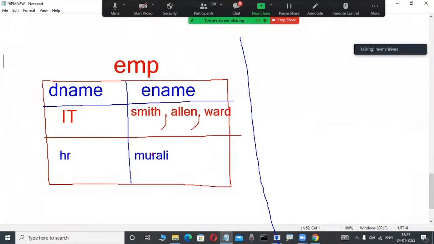Data in each column should be atomic. That is a rule. There are no multiple values separated with commas. For example, here is the problem. What is the problem? Smith, Allen, and Ward are stored separated by commas. It won't work. This cell is not working. Why? Because data is represented in each cell, so only a single value is allowed.